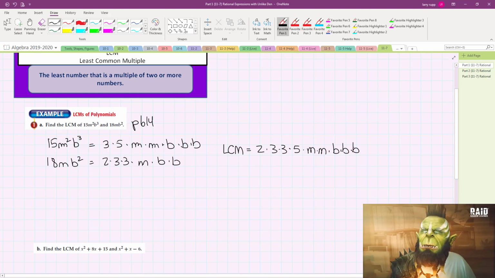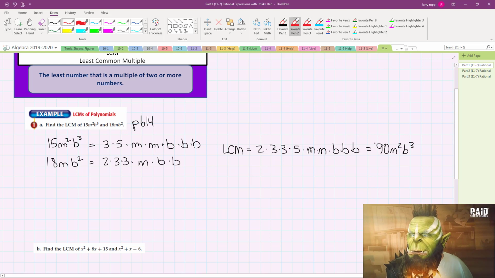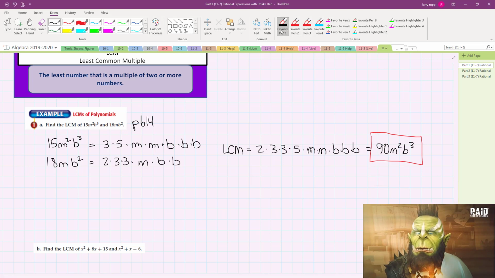Putting this all together, 2 times 3 is 6, and 3 times 5 is 15. 6 times 15 is 90. So we have 90 m. We have 2 m's, so that's m squared, and we have 3 b's, so that's b to the third. Our least common multiple between these two expressions turns out to be 90 m squared b to the third power.